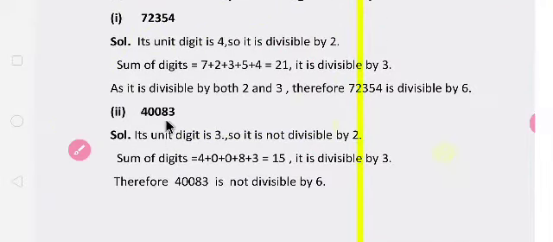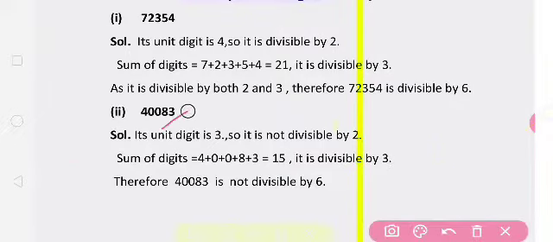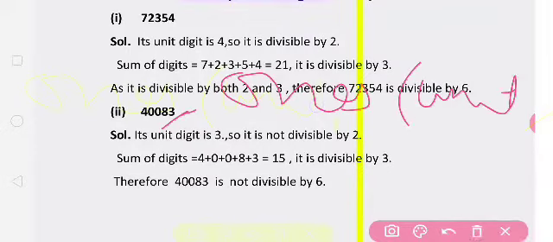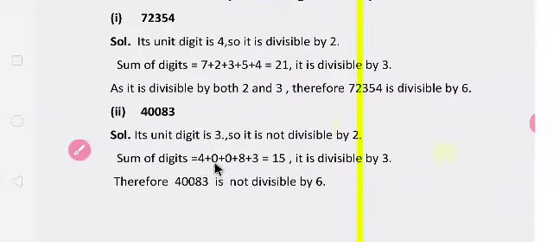Second one, 40,083. First we will see whether it is divisible by 2 or not. So we have to see its unit digit, the last place, the ones place. Unit and ones place are the same. Its unit place is 3, and we know that 3 is an odd number, so it is not divisible by 2. Now we will check for 3. So the sum of digits: 4 plus 0 plus 0 plus 8 plus 3.